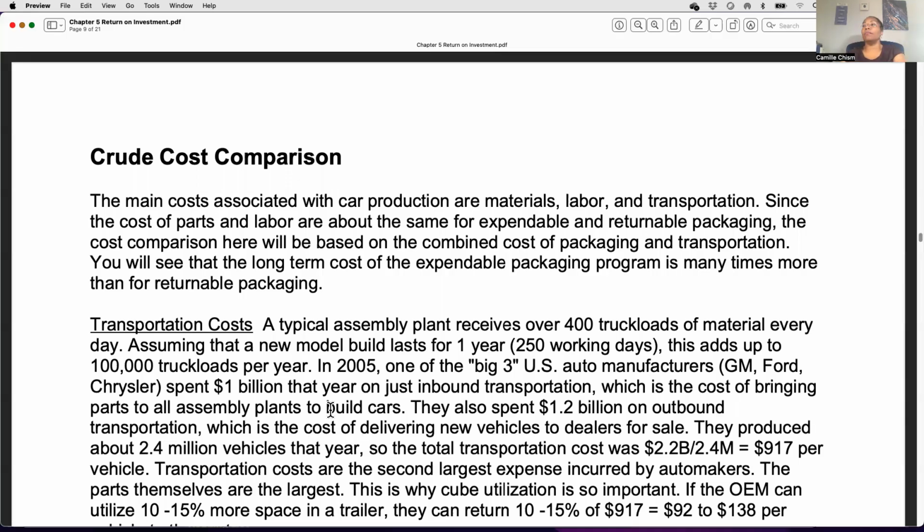Okay, so the new model build is going to be 1 year, and that's going to be 250 days. So you're going to take out vacation, you're going to take out holidays, you're going to take out plant shutdowns when they're doing things like inventory, or maybe they have to retool the plant and get it ready for the new model. So at any given time, you're only going to be running about 250 days per year of production out of the 365.